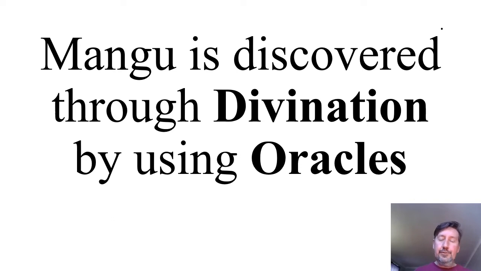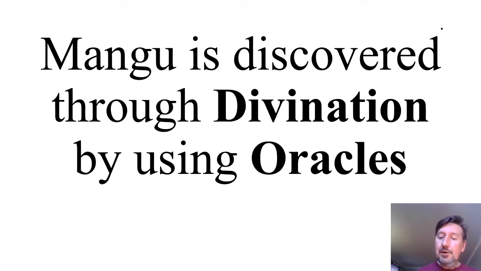Mangu is discovered through the process of divination by consulting an oracle. An oracle is a shrine or some other place where a spirit or a deity reveals some hidden knowledge. The process of seeking information from an oracle is called divination. Divination refers to obtaining information by so-called magical means which have, importantly, no apparent empirical connection to the information that you are seeking.